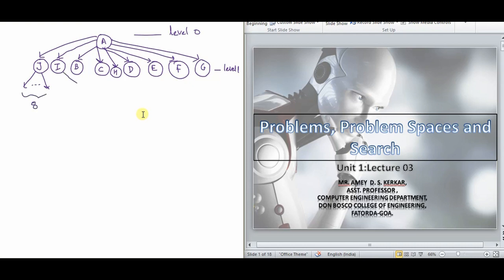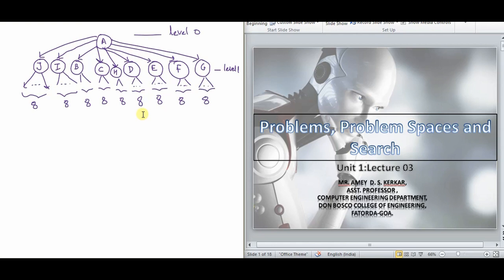Similarly, from the node I, how many possibilities are there? Here also there are 8 possibilities. Now from this node B, how many possibilities? Here also there are 8 possibilities. From node C, here also there are 8 possibilities. From this node as well there are 8 possibilities, and from every other node as well there are 8 possibilities.